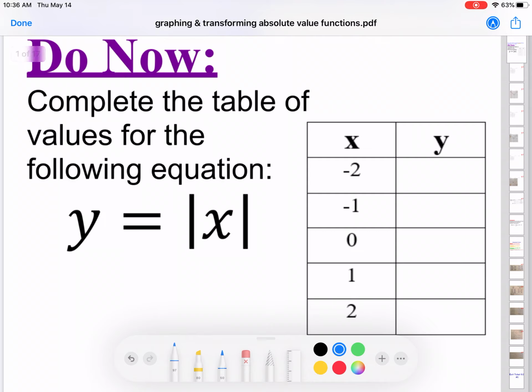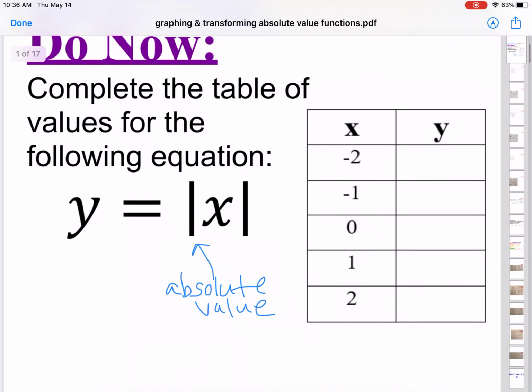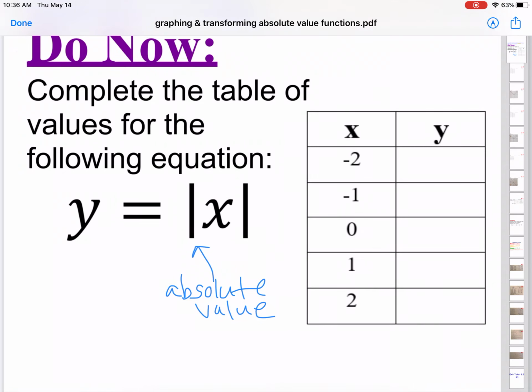It says, complete the table of values for the following equation, y equals, now remember these two bars right here, these straight bars, those are for absolute value. Now, if you remember about absolute value, which I know you learned about in at least 6th grade, if not before that, formally the definition of an absolute value is the distance something is away from 0 on a number line. What you guys like to remember absolute value as is that it is always positive.